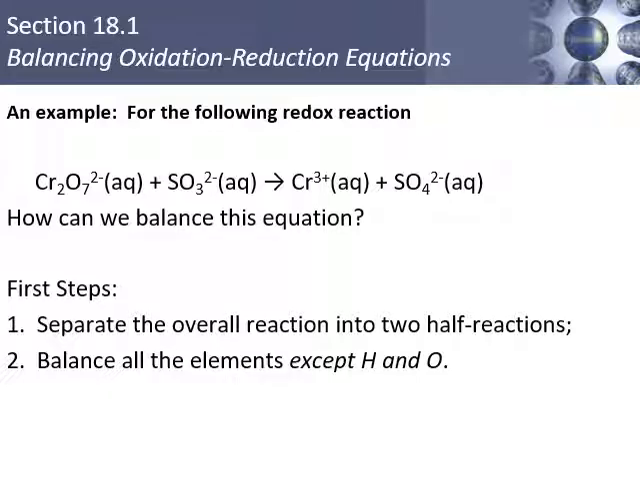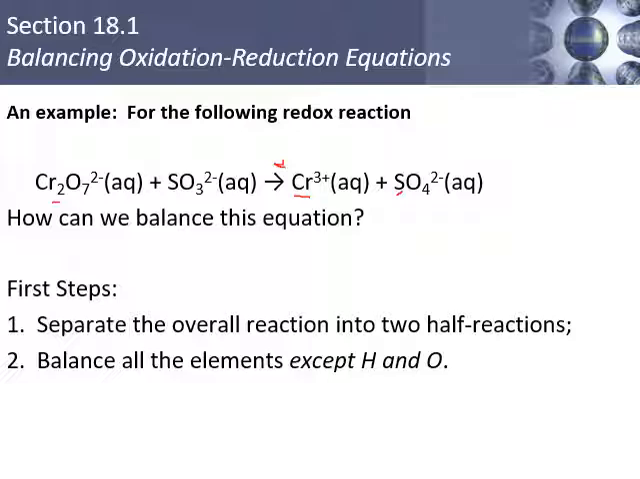So for the Cr, you've got 2 on the left and 1 on the right, which means you have to multiply the thing on the right by 2. And then for the S's, you have 1 on the left and 1 on the right, so they're already balanced. So if we did everything but O and H, that gives us a big-time clue. What are we going to do next? We're going to do the O and the H.